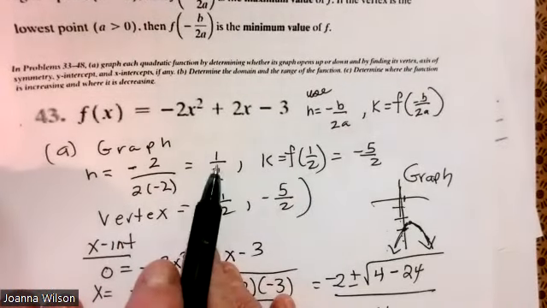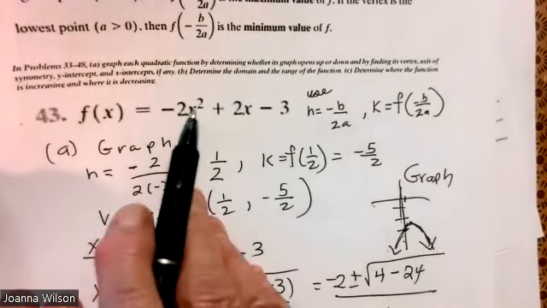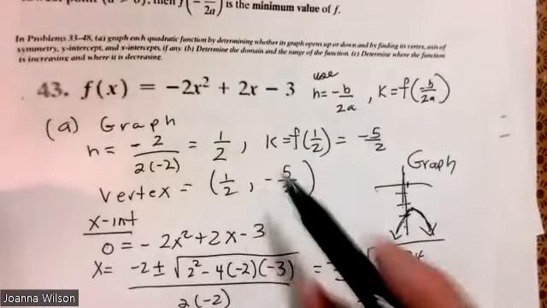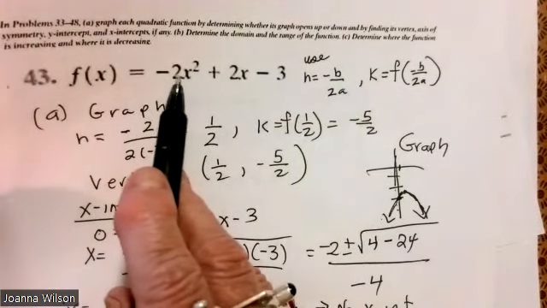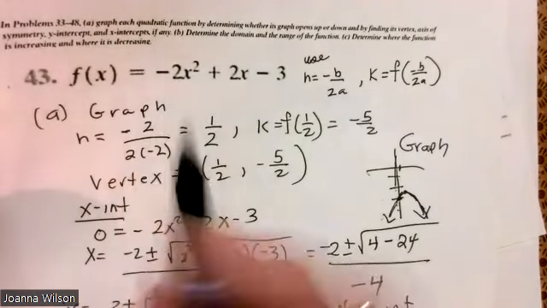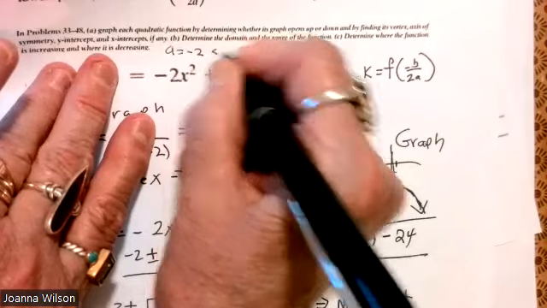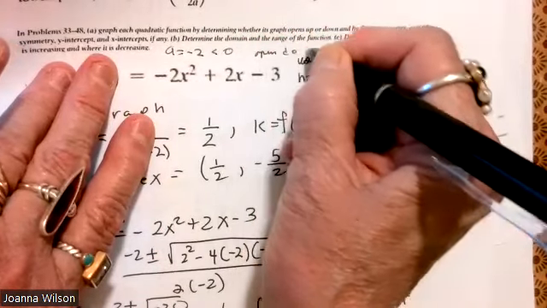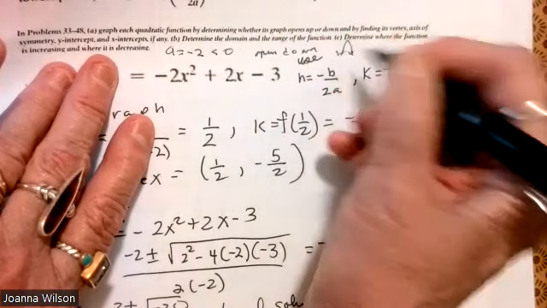And so I got this for the h, and then I went back and I put the 1/2 into this function, and I get a -5/2 for the k. So that's the vertex. It's going to open down because a is -2, and a equals -2, that's negative, so it's going to open down like that. It's going to have a maximum.